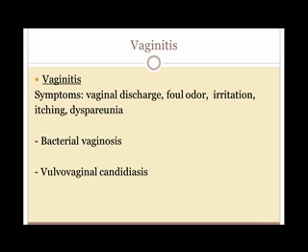Vaginitis is a condition that sends many women to their gynecologist. This is the most frequent chief complaint of women who visit their OBGYN. Symptoms of vaginitis include vaginal discharge, foul odor, irritation of the perineal area, itching, and dyspareunia. What is that? That is painful intercourse. Specifically, vaginitis can be bacterial vaginosis or candidiasis, which is a yeast infection.